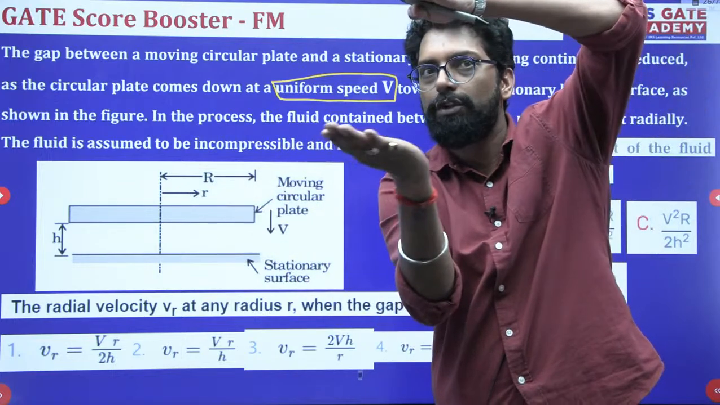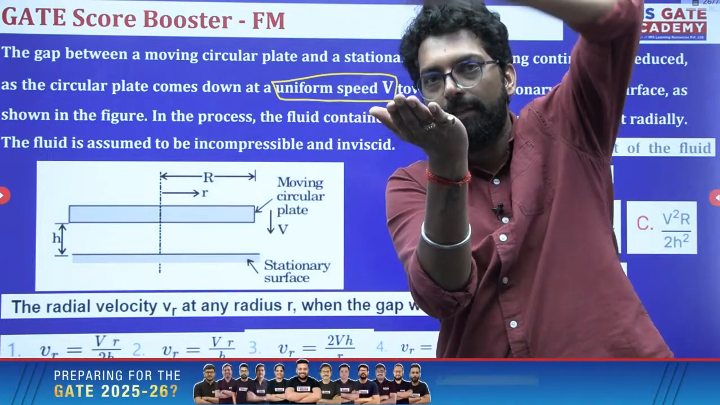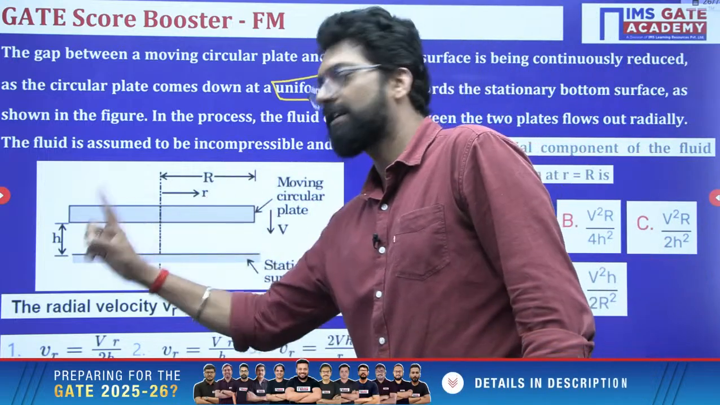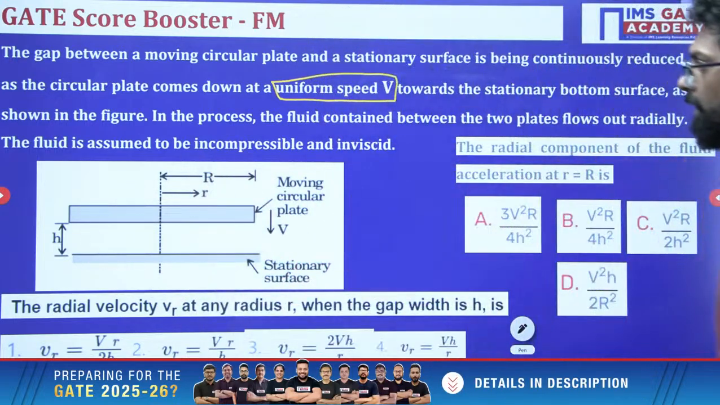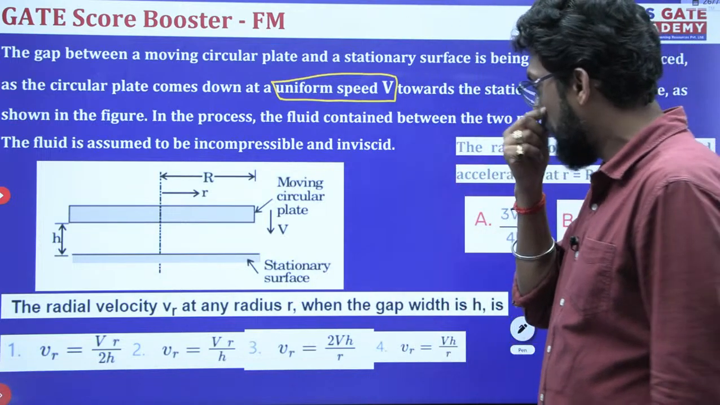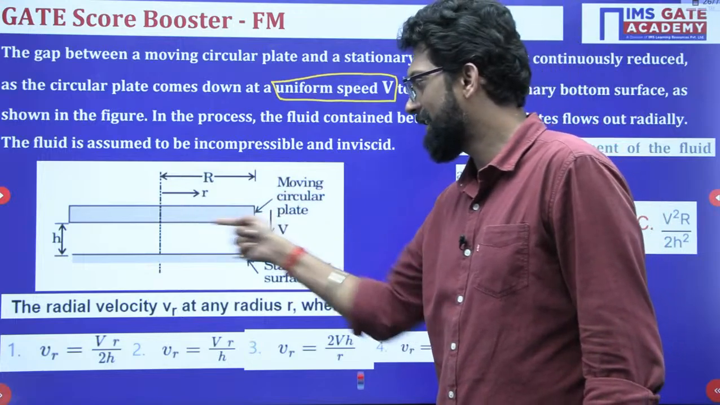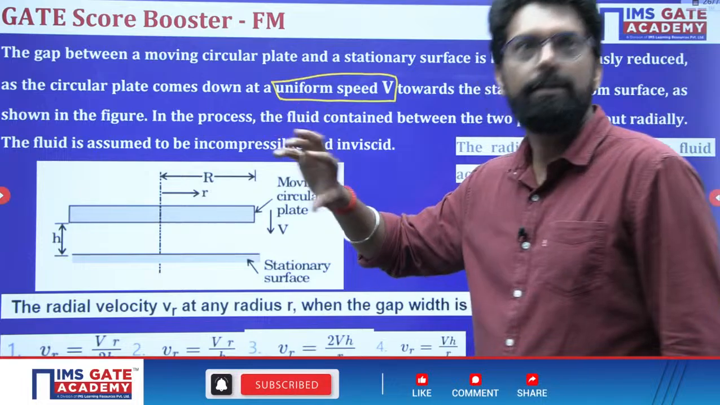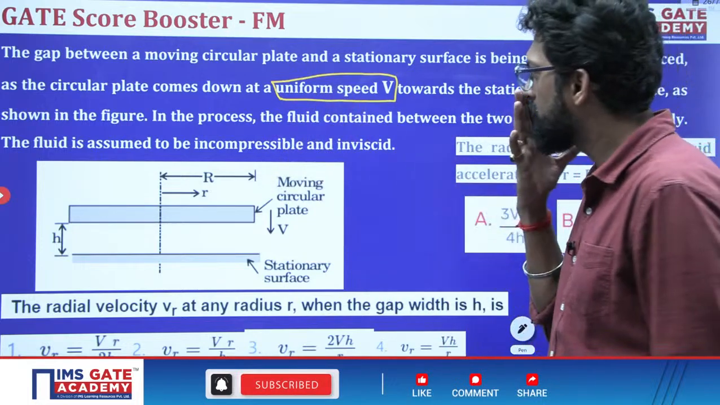Yes, if there are two things, the lower plate and the upper plate moving, the fluid will flow radially. So it is radial, that means it is a circular disc type. The fluid is assumed to be incompressible and inviscid. There is no viscosity, that means you cannot take a force in the tangential direction, and incompressible means the continuity equation is satisfied, conservation of mass is satisfied.